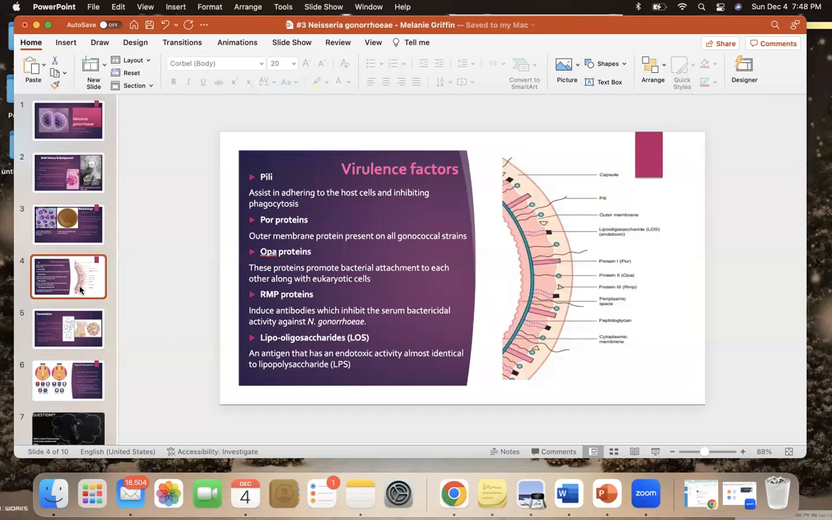Capsulated bacteria having pili. They are hair-like structures that assist the bacteria in adhering to epithelial cells and inhibit phagocytosis. Pore proteins are essential to the outer membrane and are on all gonococcal strains. They form pores or channels in the outer membrane. The Opa proteins are in charge of promoting attachment to each other along with eukaryotic cells. The Rmp proteins include antibodies which inhibit the serum bactericidal activity against N. gonorrhoeae. The lipooligosaccharide is an antigen that has endotoxic activity and is composed of lipid A. It's identical to lipopolysaccharide.